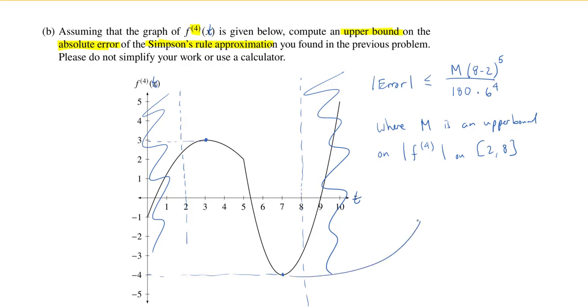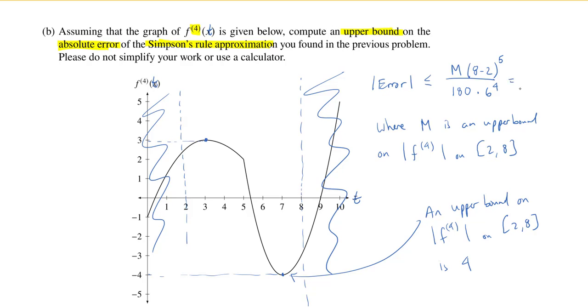So we can see that the upper bound, really the least upper bound, I could say an upper bound on the absolute value of the fourth derivative of f on the interval 2 to 8 is 4. Why not -4? Because we're taking the absolute value. This M is always going to be a non-negative number, because it's an absolute value.